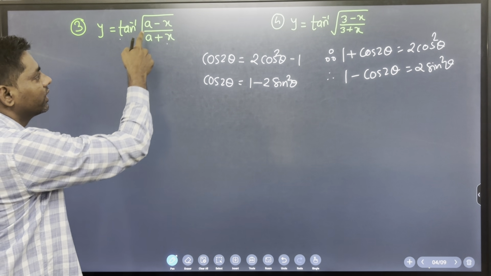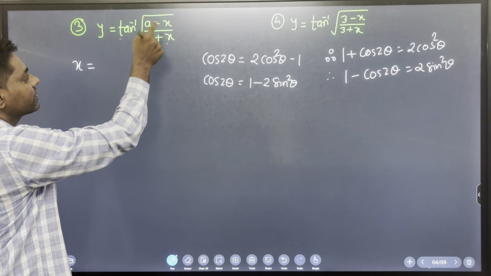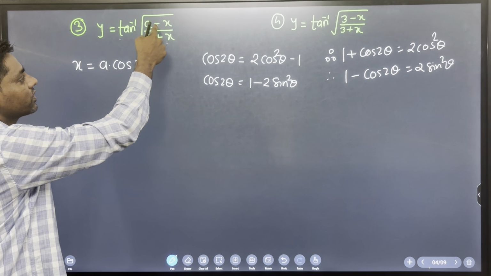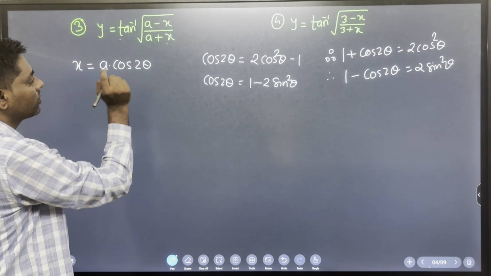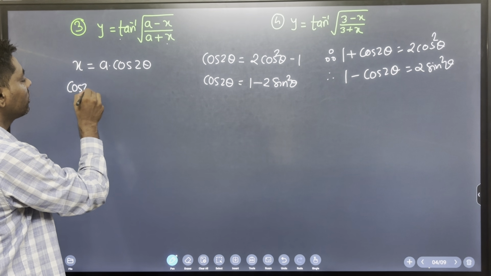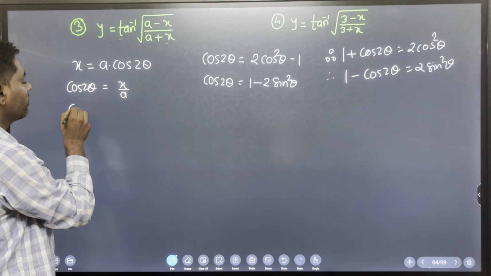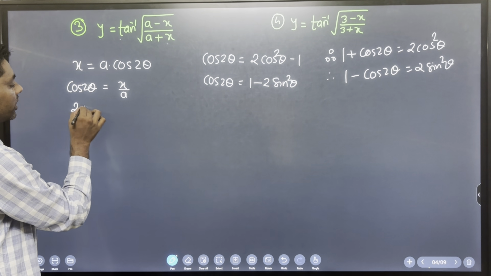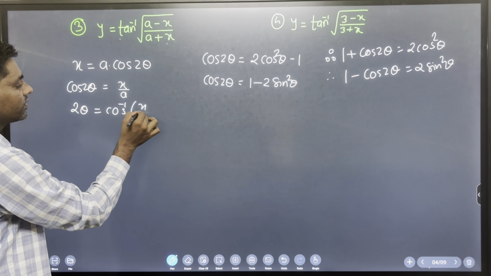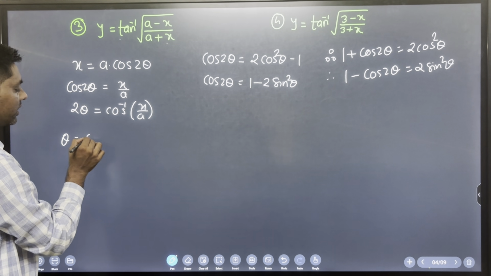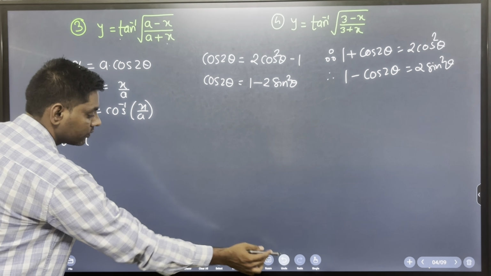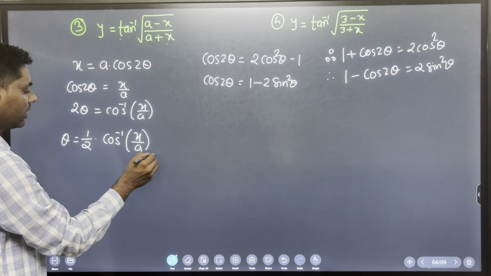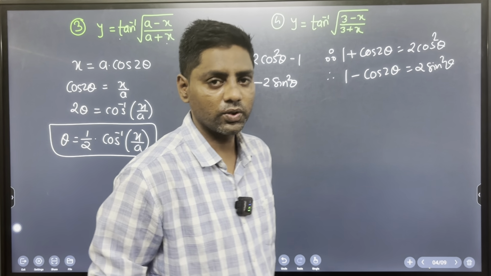So here if we put x equal to a into cos of 2 theta, after substituting we get the final answer. But before that we solve for the value of theta. So cos of 2 theta equals x divided by a, and solving for theta, 2 theta equals cos inverse of x divided by a. Then the value of theta is 1 upon 2 into cos inverse of x divided by a. So this is the final substitution when we resubstitute.